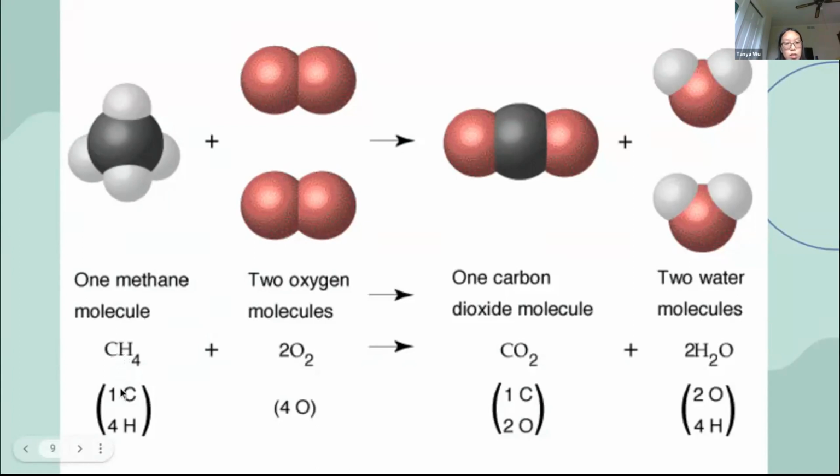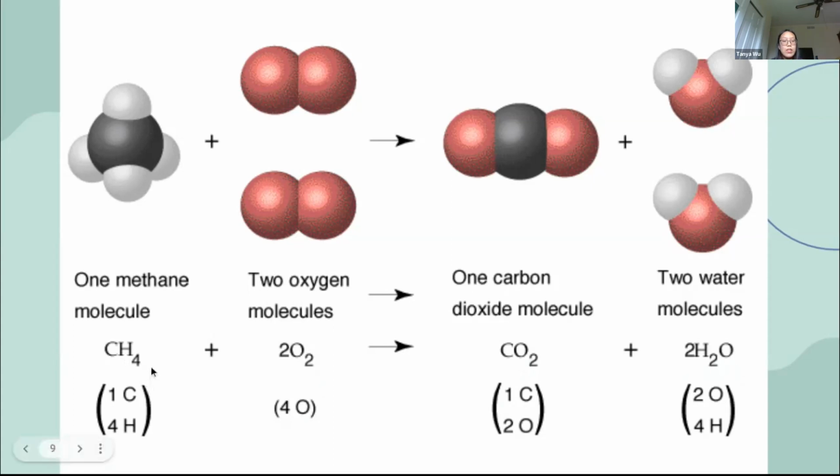So methane has 1 carbon and 4 hydrogen, oxygen has 2 oxygens, and carbon dioxide has 1 carbon and 2 oxygens. Water has 2 hydrogens and 1 oxygen. But that's not balanced yet. So you just have to play around with it and add coefficients to change it.